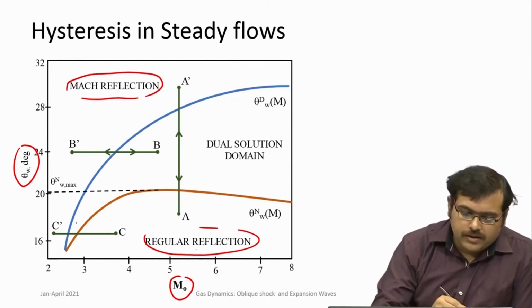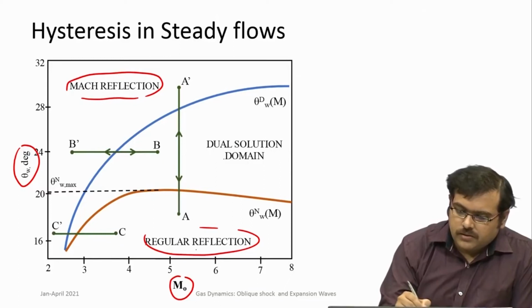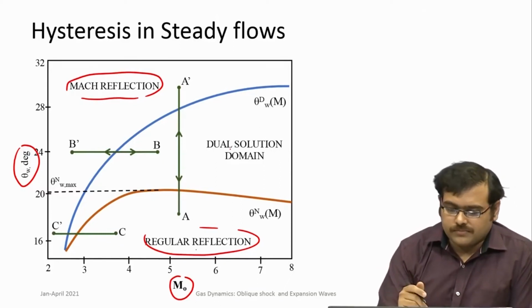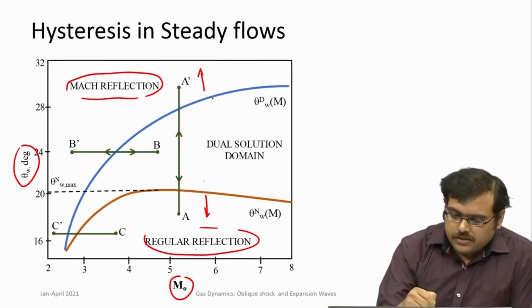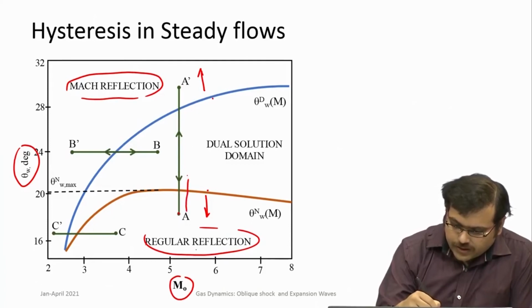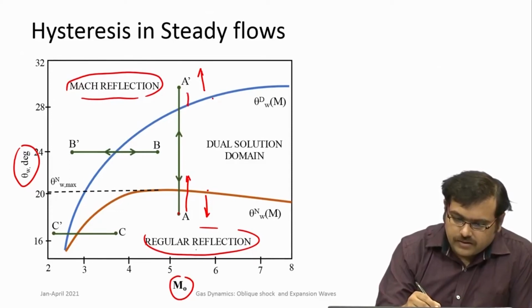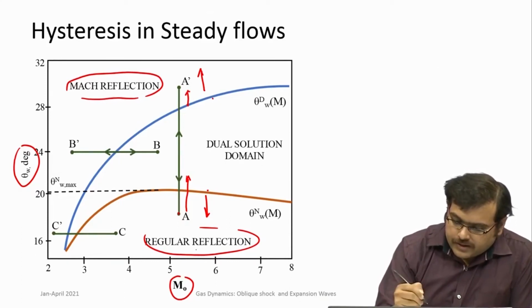Okay, and what lies between these two curves? This is the region known as dual solution domain, where you can observe either Mach or regular reflection. Below this curve you always get regular reflection, above this curve you always get Mach reflection, but in between these two curves it is possible to see both of them. For example, if you start off from point A and you are going for a given Mach number, you keep increasing the angle theta w, then you might start getting Mach reflection from this point. So, you will observe regular reflection all the way until this point. But now if you start reversing the direction and start decreasing the angle, you can keep observing Mach reflection all the way until this point, and then only it turns to regular reflection.